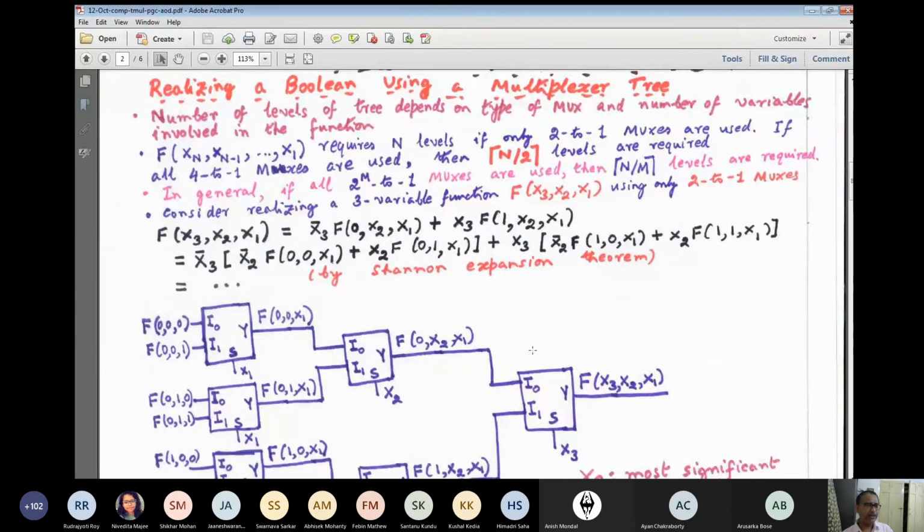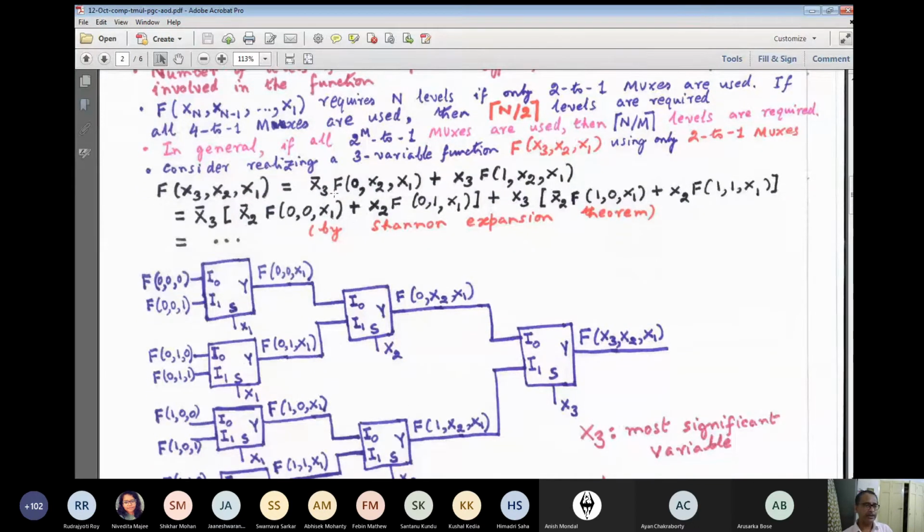For the simple one I do here in the class, all of you please pay attention. It is a very simple problem. Consider realizing a 3 variable function of x3, x2, x1, and also remember that in order of significance, x3 has the highest significance, x1 has the least significance. Now I always try to impress on you that whenever you are writing a function of some variables, please pay attention to the order of the variables.